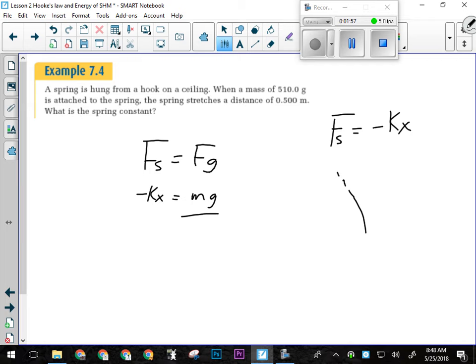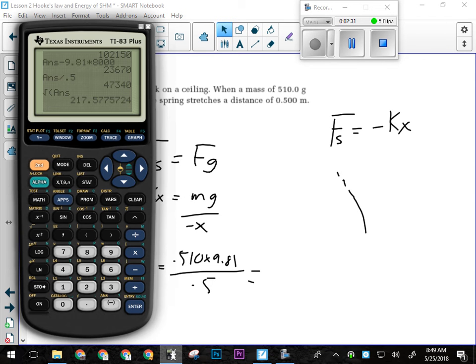Okay, so I'm just going to divide both sides by negative x here, and then I will have k equals 0.510 times 9.81, divided by, let's say, negative. Well, actually, this will be negative times negative because this is down and the force is up. Like we said, it doesn't matter because k is always a positive number anyway. So we'll go divided by 0.5, and that'll give us our spring constant.